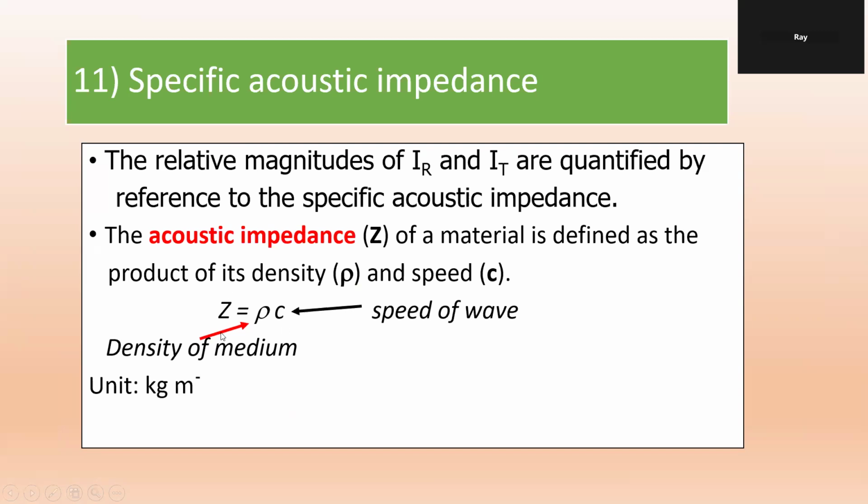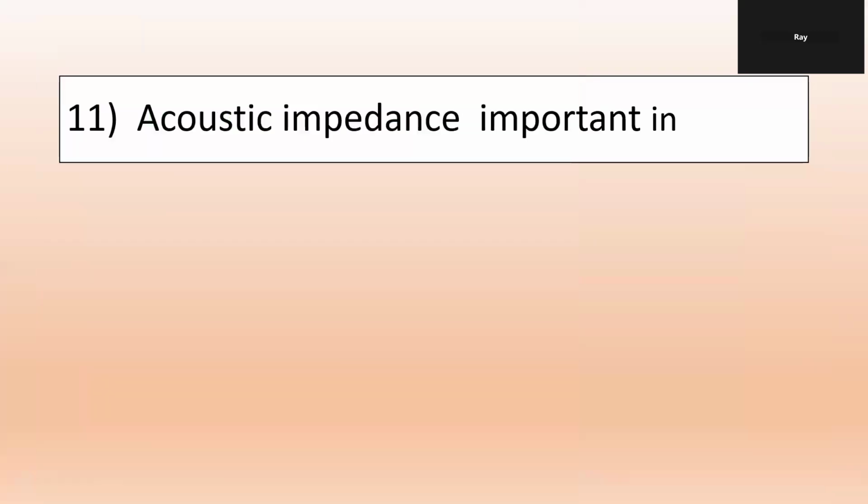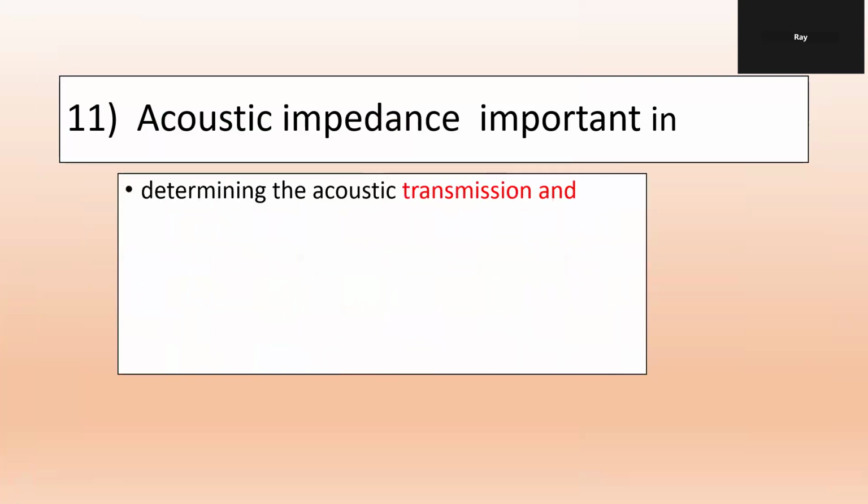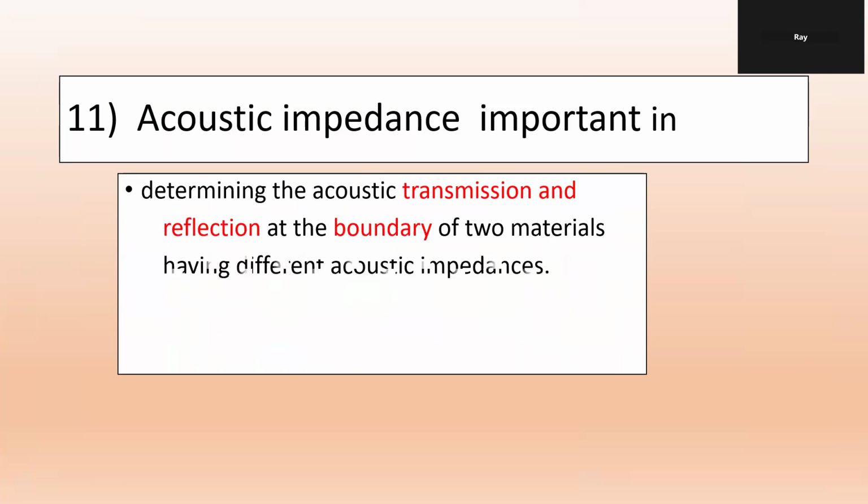Unit: density is kilogram meter minus 3, speed is meter second minus 1, so the unit of Z is kilogram meter minus 2 second minus 1. Usually the unit will be given to you, because there's no point in testing you on it, since AS already tested you. But sometimes they may ask, though very rare. Acoustic impedance is important in determining the acoustic transmission and reflection at the boundary of two materials having different acoustic impedance.